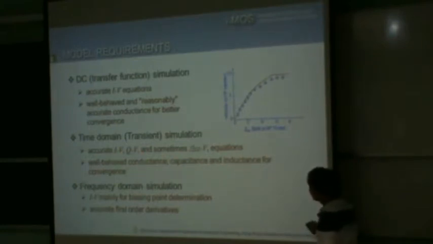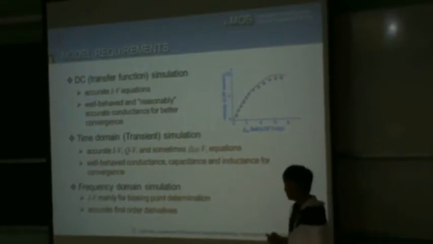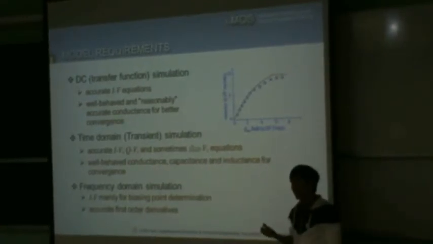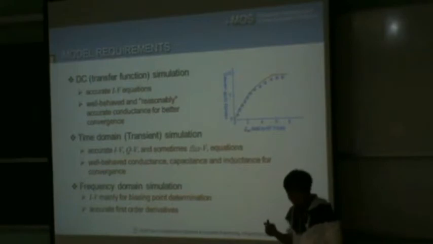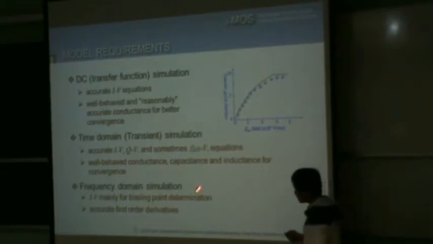So in transient simulations, if you don't care too much about the harmonics, etc., then this is good enough, because in transient simulations, circuit designers normally only look at the delay. You don't really care too much about the harmonic distortion, etc., especially for digital circuits. Now, for frequency domain simulation, it is different, because it's more for the analog circuit people.